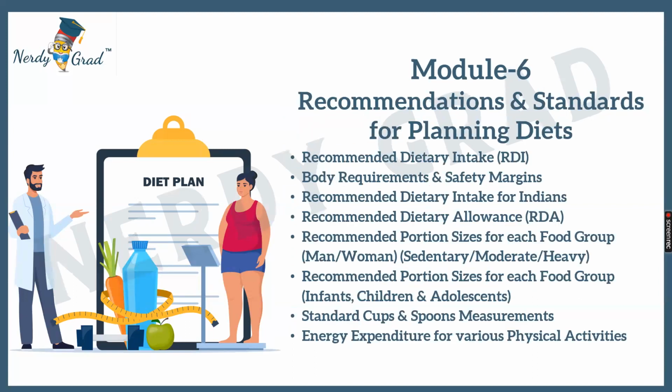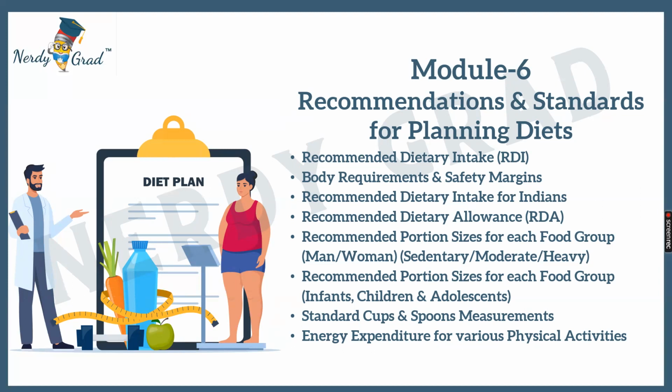In module 6, we'll be talking about the recommendations and standards for planning diets. So first, we will be talking about the recommended dietary intake, which is the RDI, then the body requirements and safety margins, the recommended dietary intake for Indians especially. Then we'll talk about the RDA, that is the recommended dietary allowance. Then we will have a tabulation for recommended portion sizes for each food group for man and women. It will be categorized under sedentary, moderate, and heavy activity.